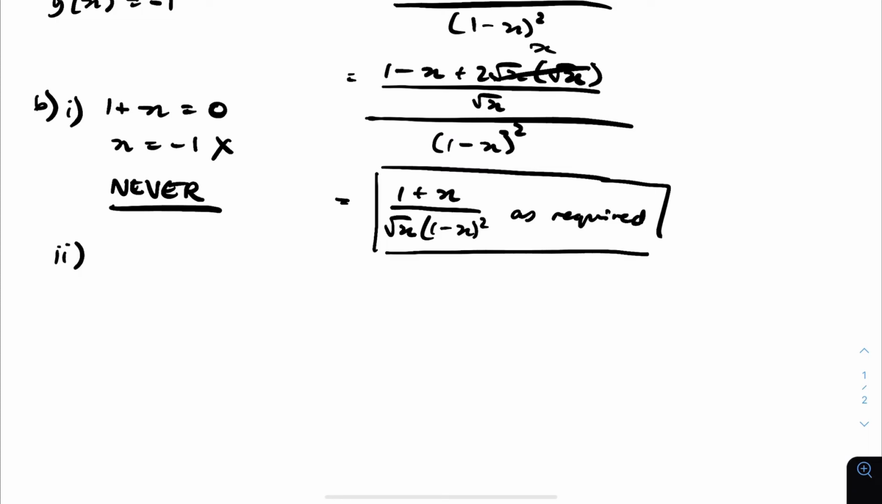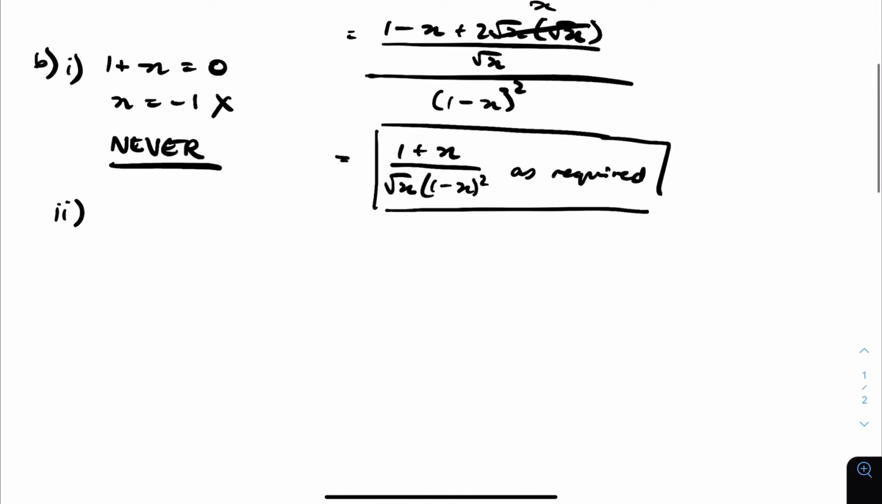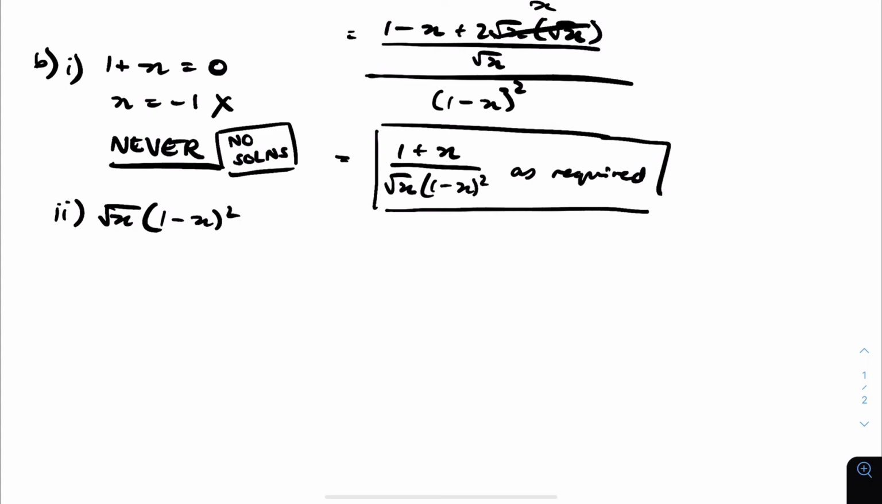So for question 2, we're trying to see if it's undefined. So actually this is, no solutions. So for question 2, we're trying to see when it's undefined. Essentially, undefined is anything that's divided by 0. So this time we're going to be equating root x times 1 minus x squared to 0.